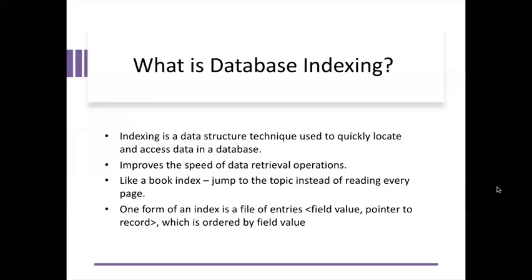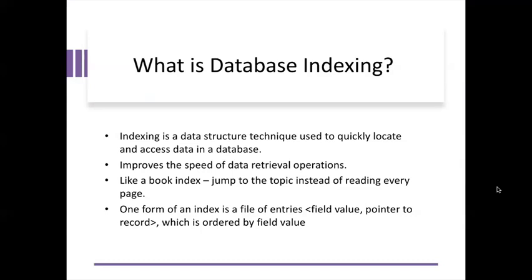So first of all, what is database indexing? Indexing is a data structure technique used to quickly locate and access data in a database. As you are aware, when records are stored in a file, they can be stored in any order. But when you are looking for some data, you may want to access it arranged according to a particular order. Let's say I have a file which stores student roll number, name, address, and department, and the records are stored according to the roll number. But you would want to search the data based on the department.